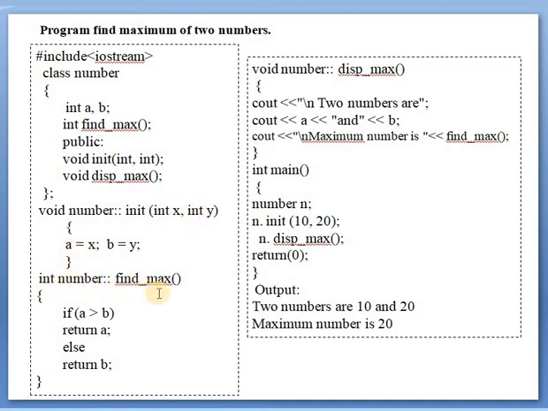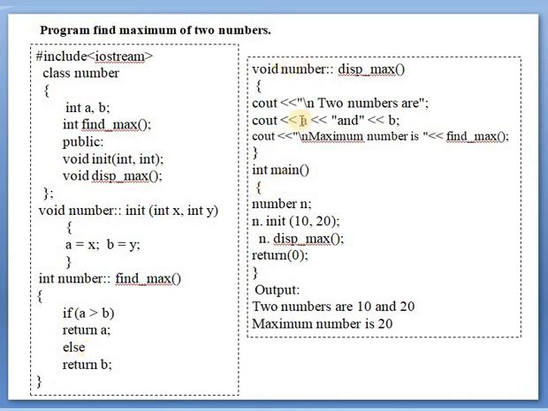Now integer Number findmax. So how to get the maximum number? For that we require the if control structure. If a is greater than b, return a. Means suppose a is greater, and if this condition is true, this function will return the value of a. This function is not void, it has the data type integer, so it is returning some value. If a is greater, it will return the value of a. If this condition is false, means b is greater, then it will return the value of b.